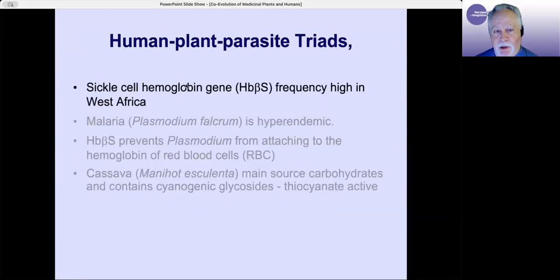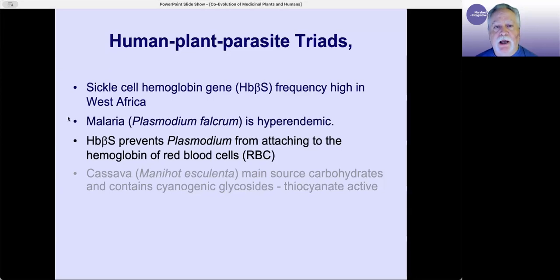Now, this is some research done in Western Africa in the human-plant-parasite triad that is absolutely fascinating. Sickle cell hemoglobin gene is in high frequency in parts of Western Africa. And malaria is hyperendemic, meaning it's just throughout the area, it happens a great deal.